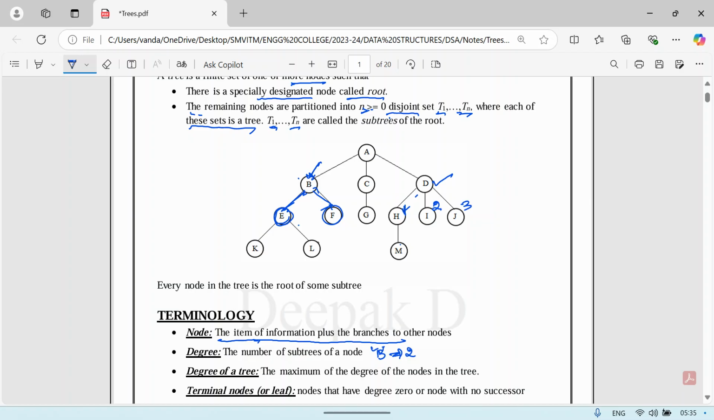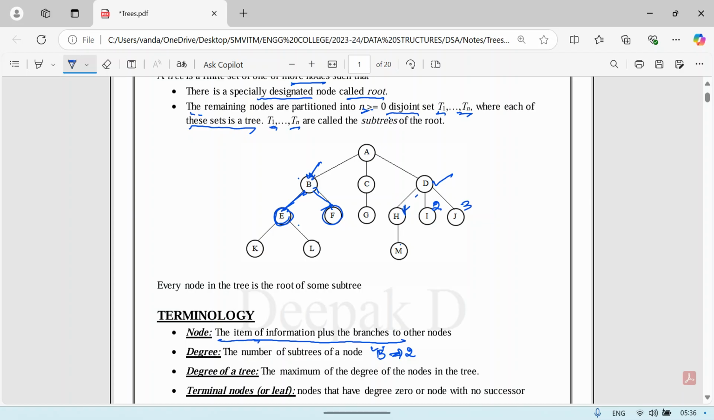The degree of C is the total number of child nodes that it has. C has only one child node, so its degree is 1. And that is the degree of that particular node. What is the degree of the tree? The maximum of the degree of the nodes in the tree.